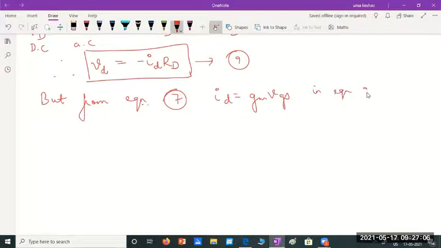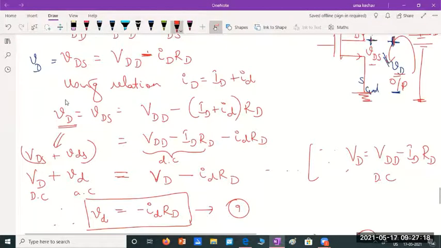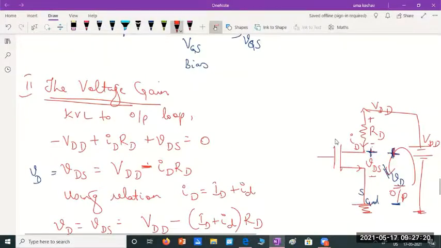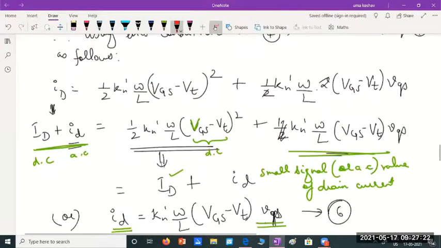In equation 9, let's put that. So what do I get? VD is equal to minus GM VGS RD. Therefore, what are we interested in finding? We started off to find the voltage gain. How do I define the voltage gain in this circuit?